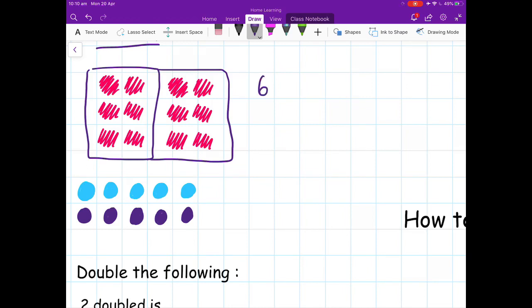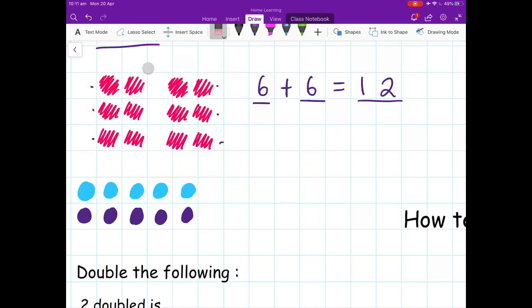So I have done 6 plus 6. Let's count them together. 2, 4, 6, 8, 10, 12. That shows me that 6 plus 6 makes 12.